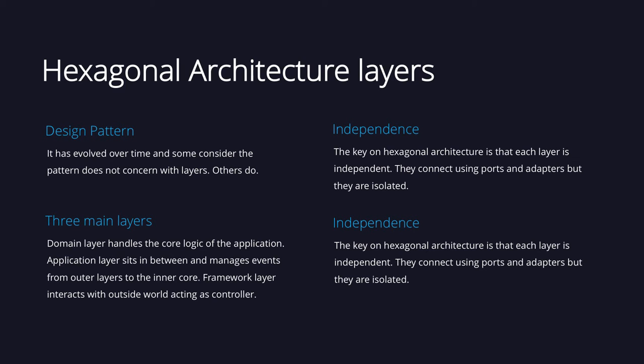The hexagonal architecture is a design pattern that has been evolving over time. Some developers see it as an evolution of the onion architecture. Others just consider that the pattern does not concern itself with the project layers. In any case, for this explanation we are going to consider the conceptual layers that are used by hexagonal architecture.